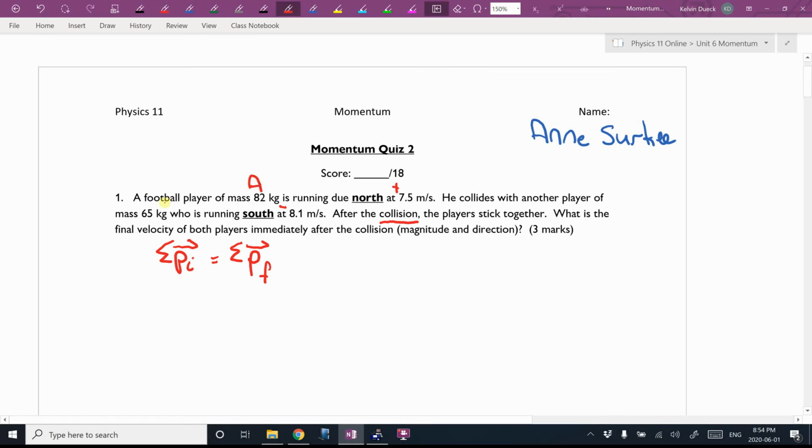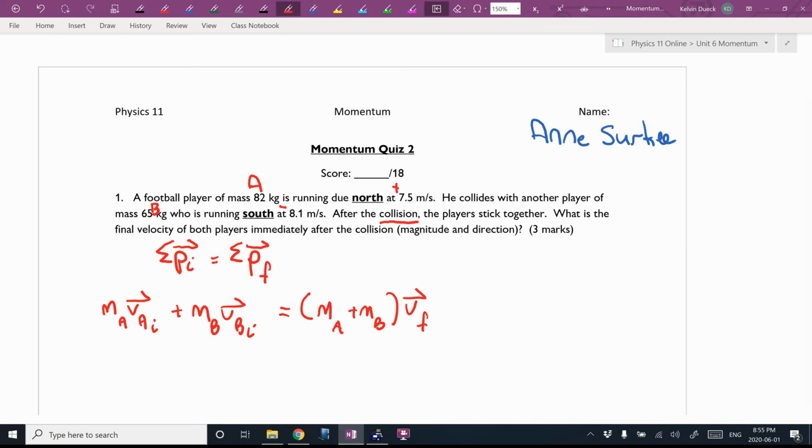I'll call this mass A. I'll call this mass B. And so I have, before the collision, mass A, velocity A initial, and mass B, velocity B initial. Wham, they collide. They stick together, so it's going to be mass A plus mass B, V final. Now this question wants us to find V final, and I'm good with that. I would also have no problem giving you V final and asking you to get this velocity or this velocity by itself. So that would be asking how fast was one of the players running before the collision.